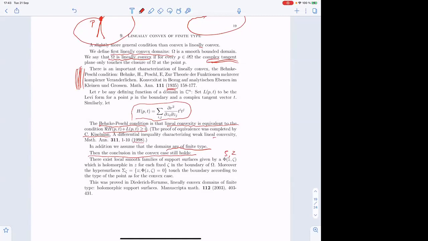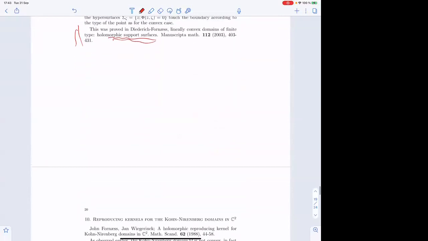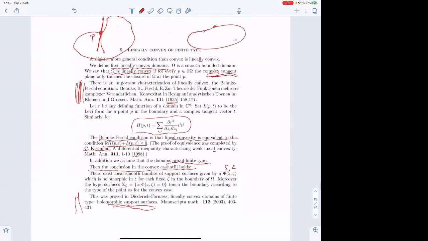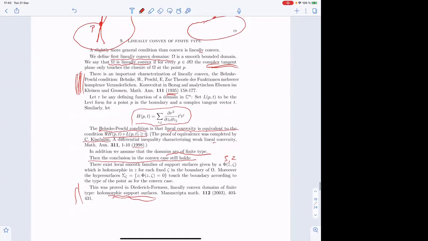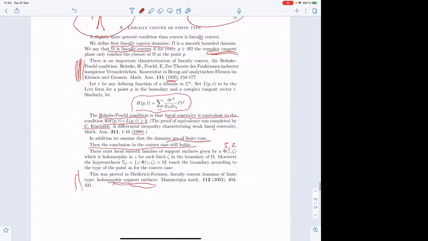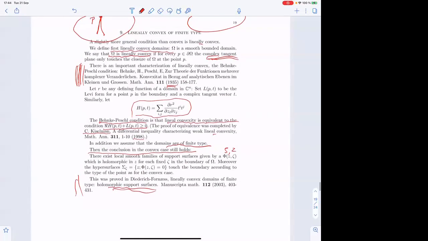And we proved it in this paper, but we only worried about actually cooking up the holomorphic support surfaces. Later, oh, I didn't even mention that. Did I? I did. Oh, I didn't write this down, but there was a paper later by Diederich and his student Fischer, who worked with us on the convex case, in which they also proved Hölder estimates for d-bar on linearly convex domains of finite type by using these support surfaces. Anyway, but it's not a topic.